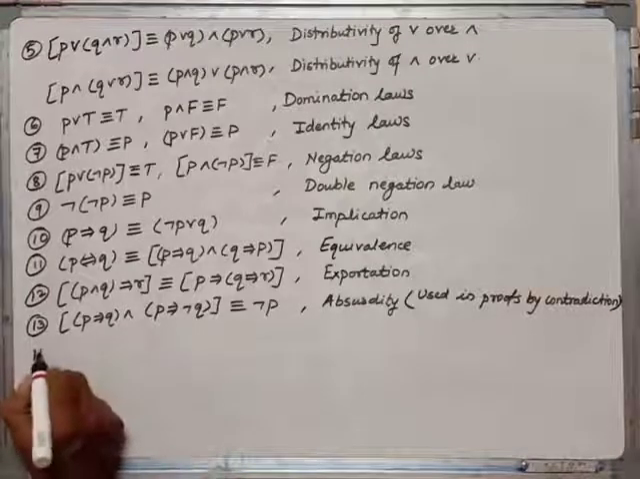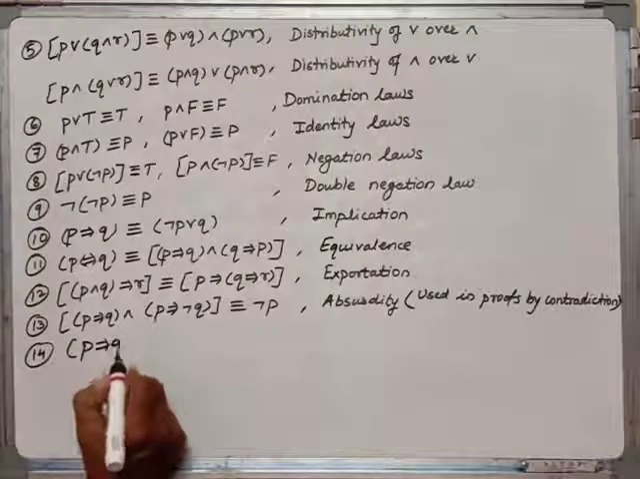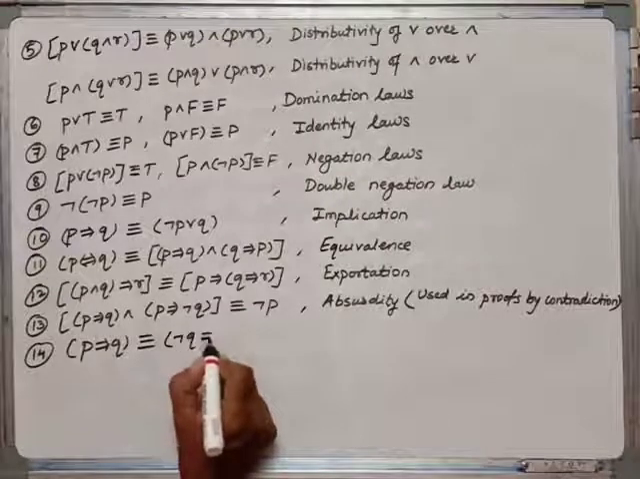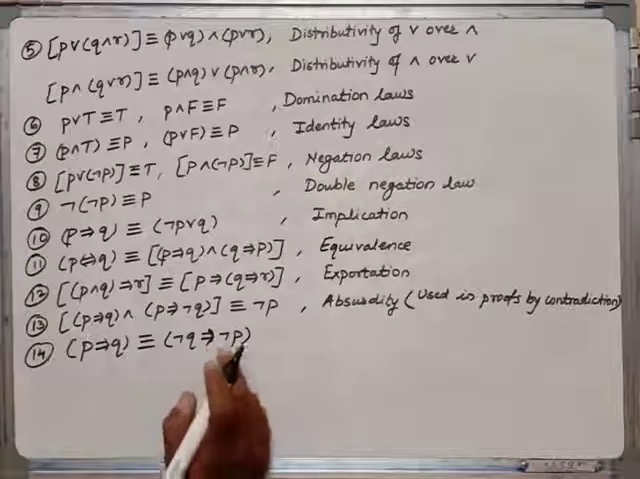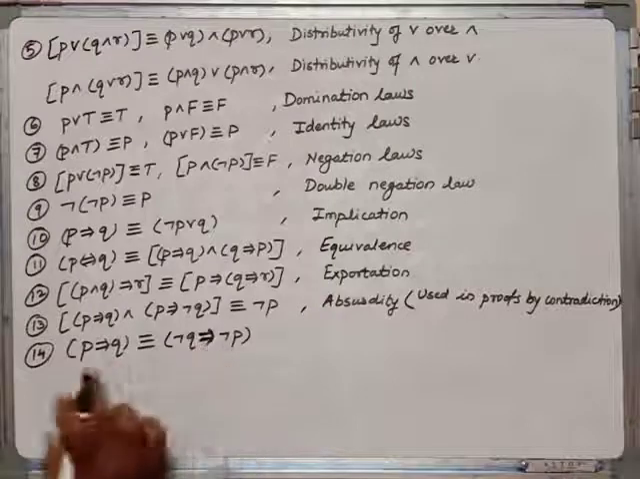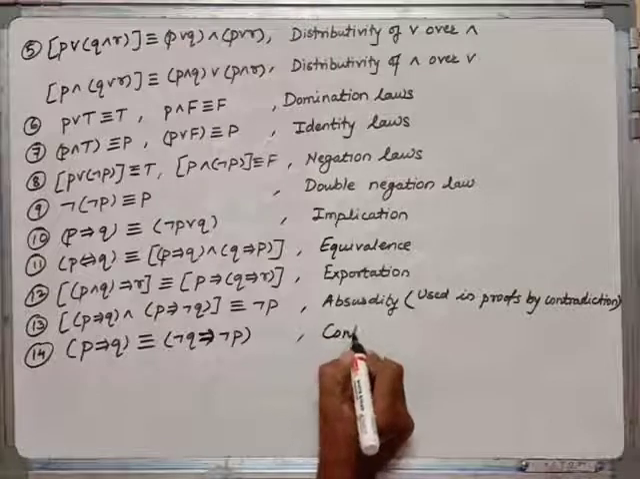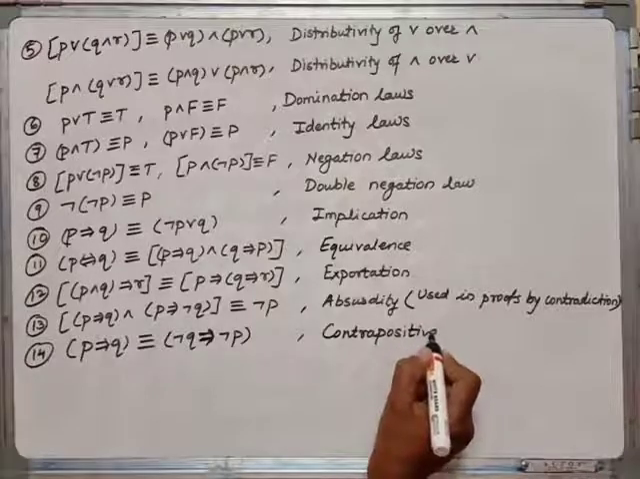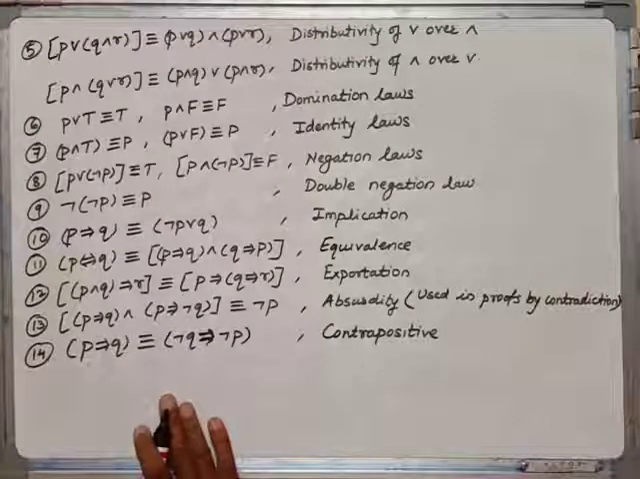Okay. Now next one, P implies Q is equivalent to negation Q implies negation P. You know this thing. This is contrapositive. Already we have proved this. These are equivalent by truth table. So these are 14 logical identities or logical equivalences you have to remember.